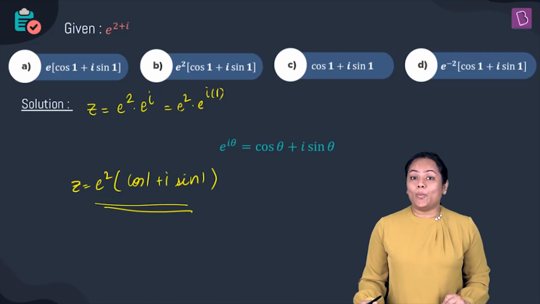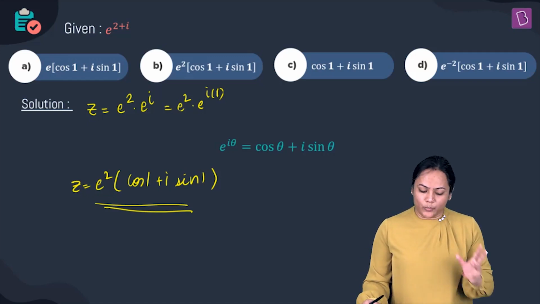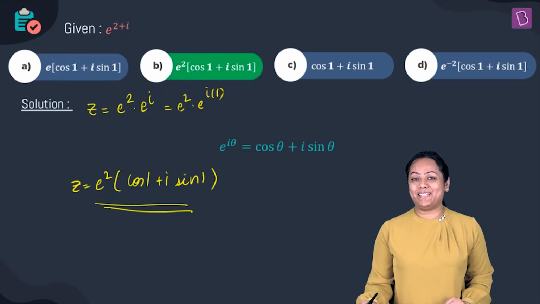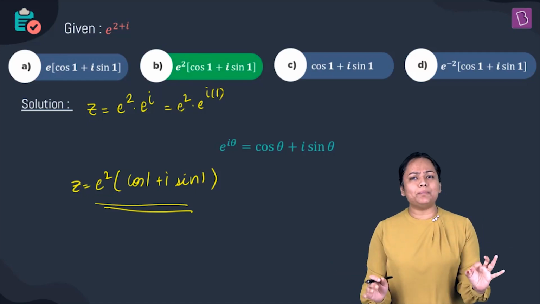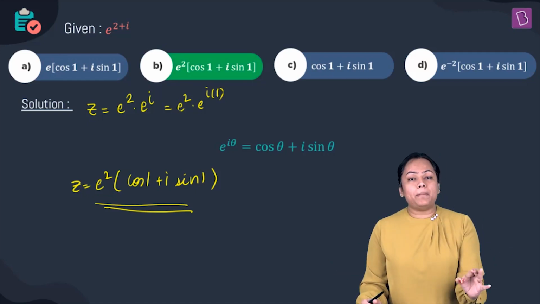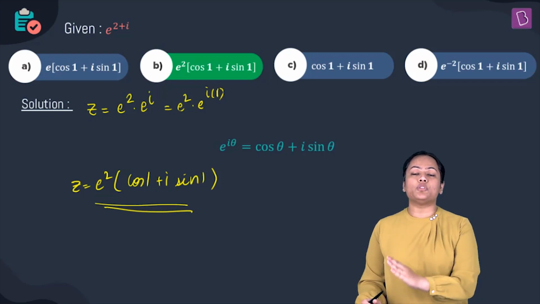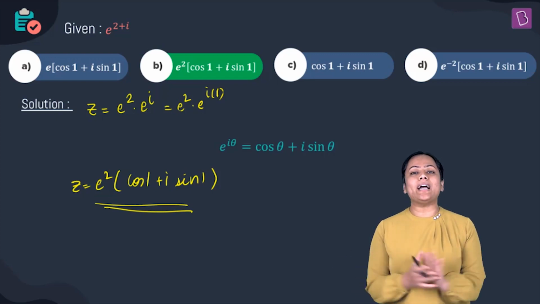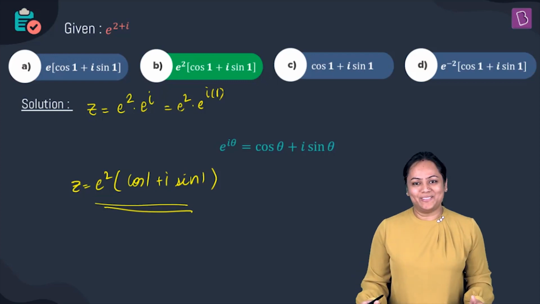And this will be the representation of the complex number in polar form. Clear? Very well. If we check the options, we can say that the answer will be B. Understood? A really simple question. You just have to remember how to convert your Euler's form to polar form. Clear, guys? Perfect.